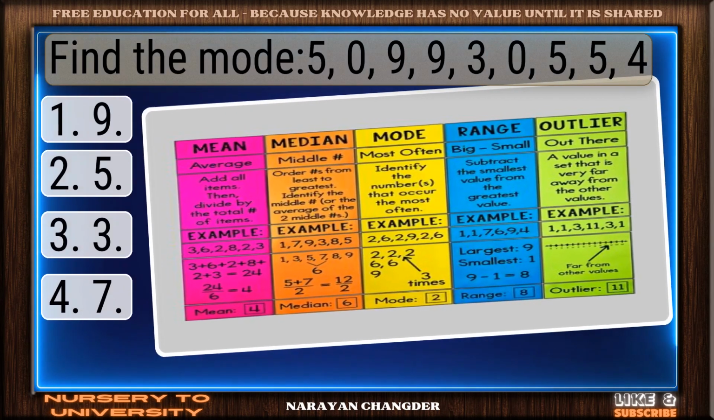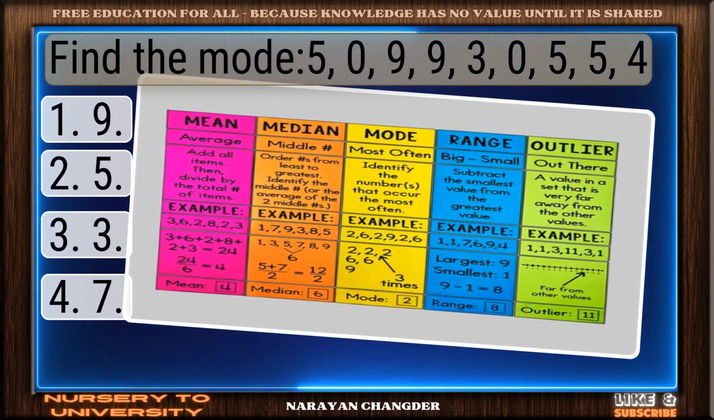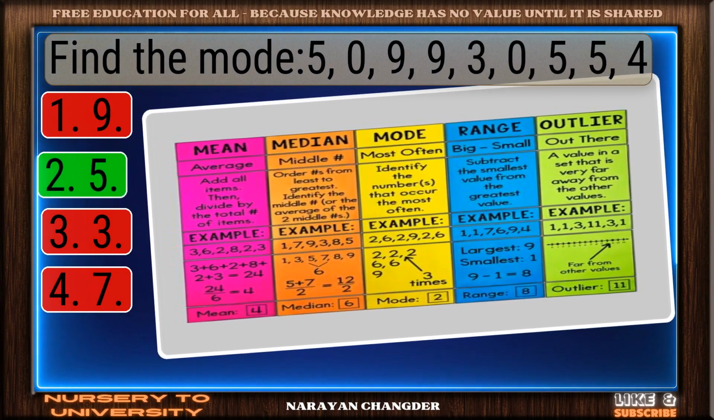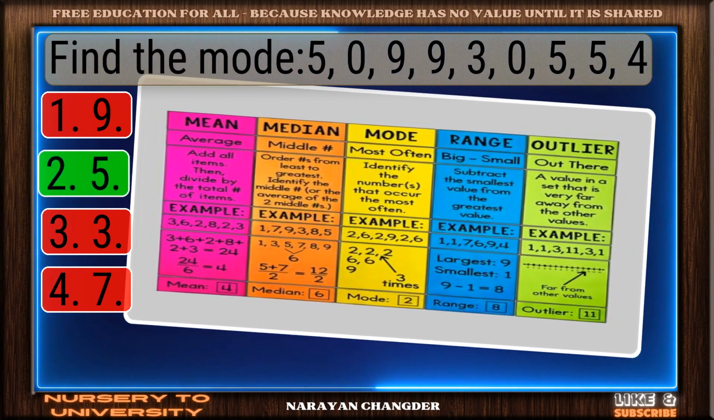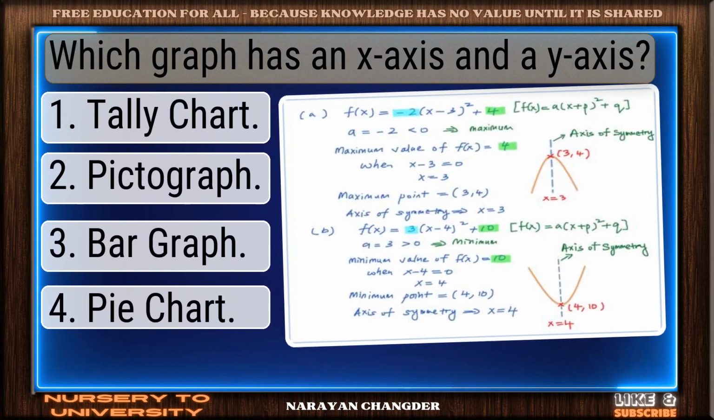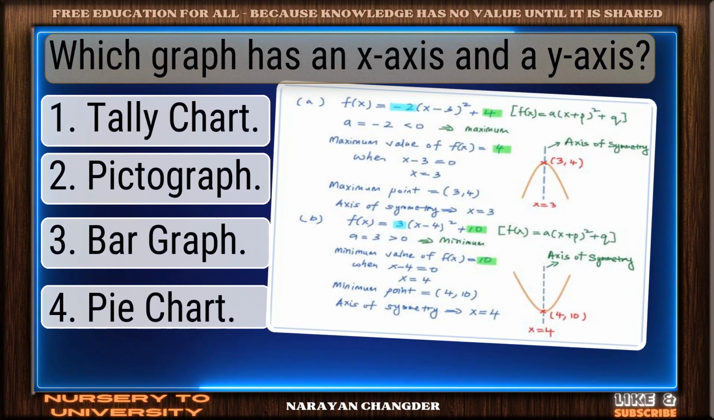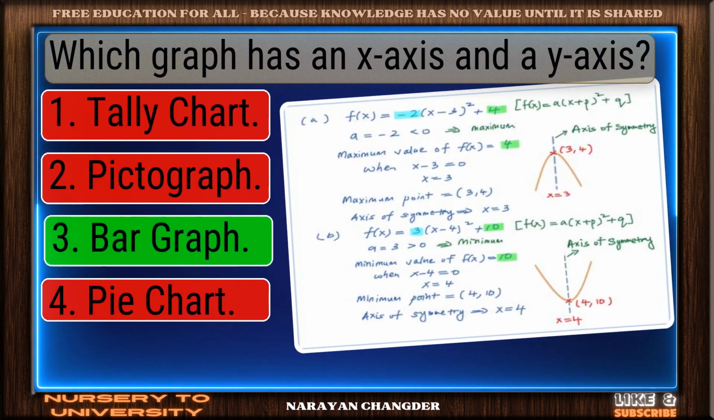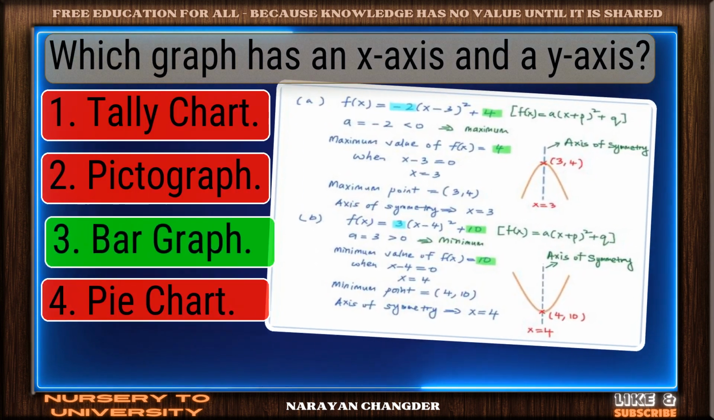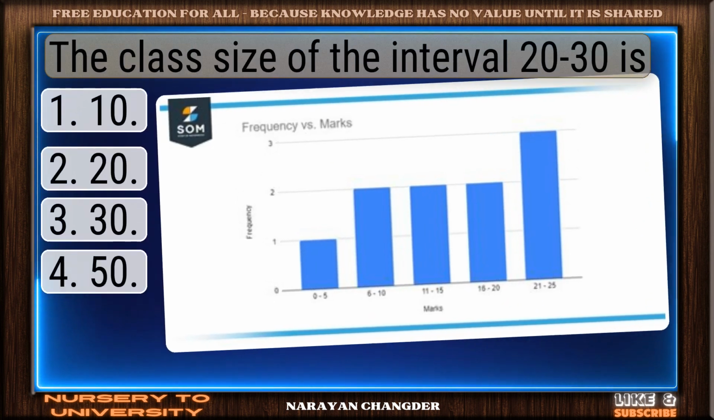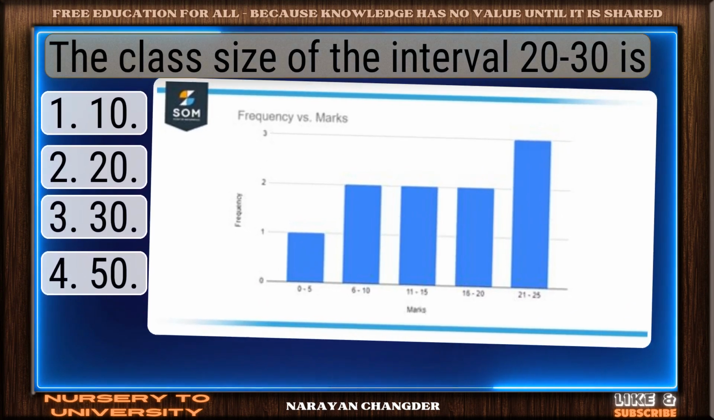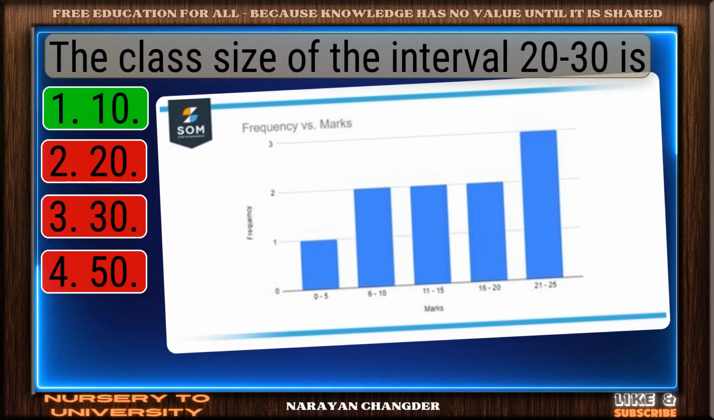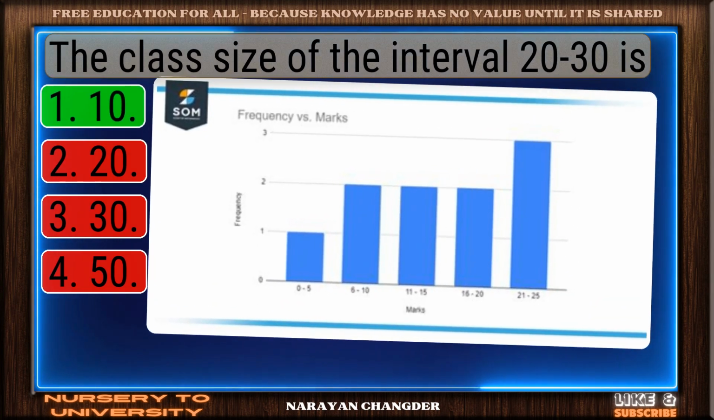Question number 232. Find the mode of 9, 9, 3, 5, 5, 4. Good job. Your answer 5 works well here. Question number 233. Which graph has an x-axis and a y-axis? Excellent. Bar graph is a brilliant choice. Question number 234. The class size of the interval 20-30 is? Well done. 10 is the right choice.